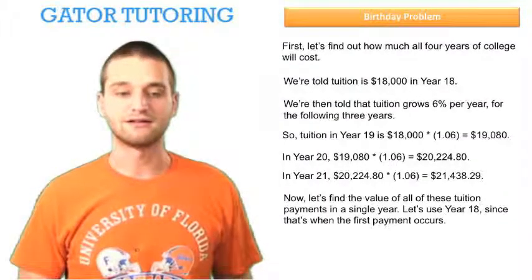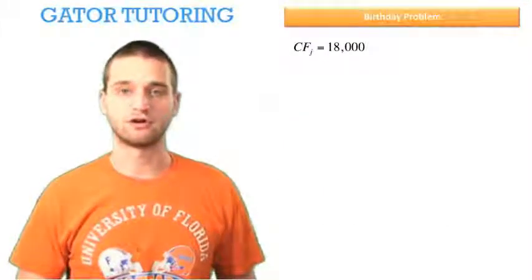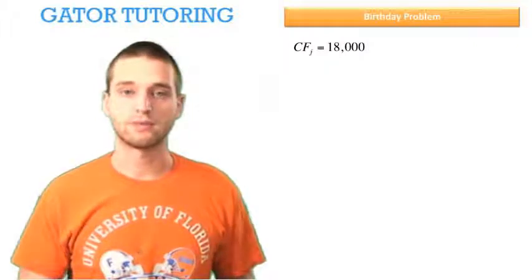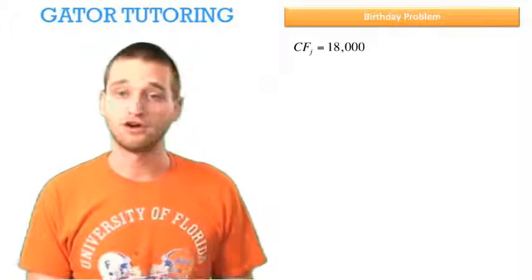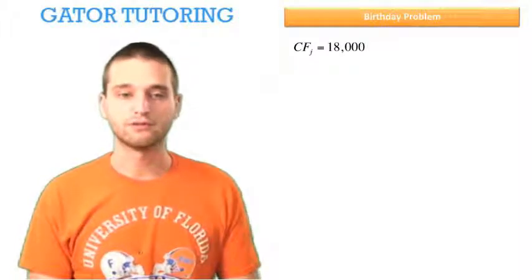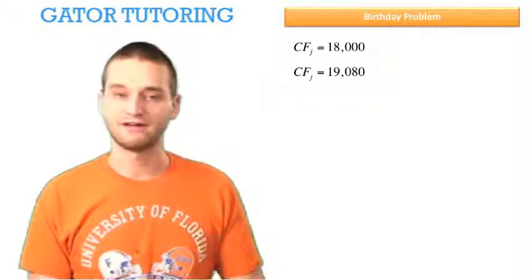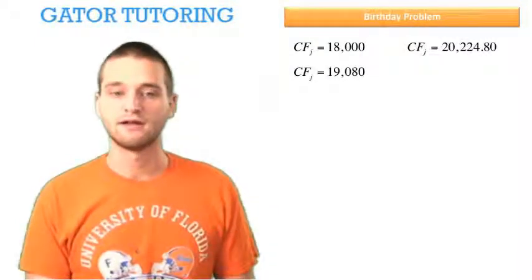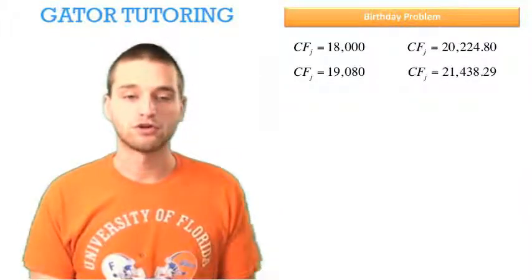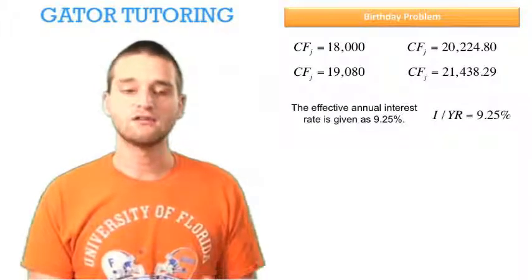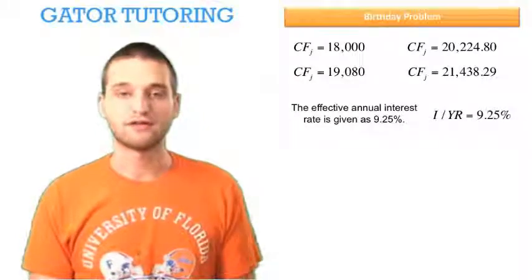Let's use year 18, since that's when the first tuition payment occurs. So we're going to use our cash flow register in order to find the present value of all 4 of these payments, since they're different numbers. It's easier to use the cash flow register than it is to make an annuity out of it. So the first cash flow is going to be in year 18, and it's going to be $18,000. The next one in year 19 is the $19,080. Then the $20,224, and finally the $21,438.